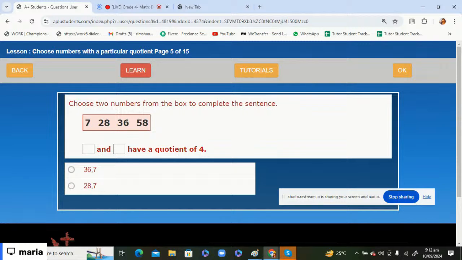Think about it, everyone. Option 1 or option 2? How is it option 1? Check it out again. Yes, everyone, tell me. Solve it in your notebook. Divide 36 over 7 and divide 28 over 7, and then check which answer is 4. It's option B. Yes, good. 28 and 7, because 7 times 4 is 28.